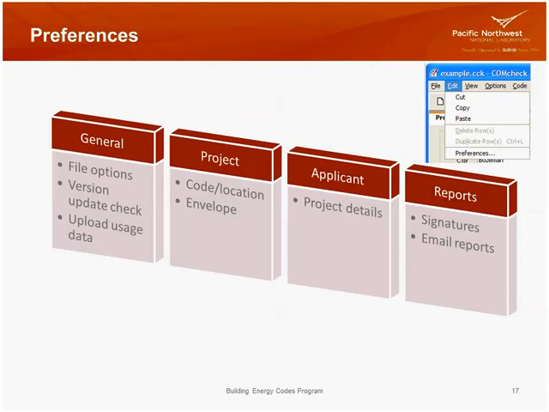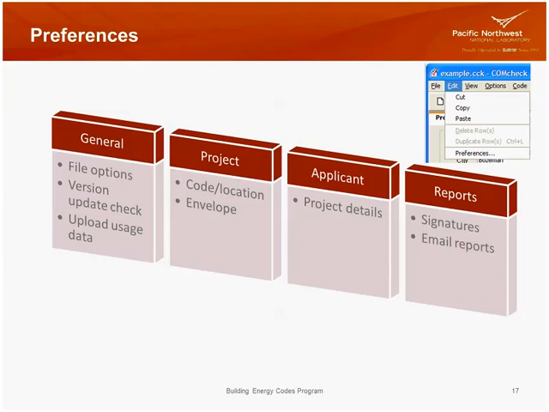I can also ask the software to check when I'm in COMcheck to see if there's a new update. I can have it do that monthly or yearly, and I'll show you in the software where that's at. Then there's an upload usage data option, where you can opt out if you don't want the data uploaded to our server. It doesn't have to do with proprietary information. It has to do with statistical analysis on a nationwide level or a state level.